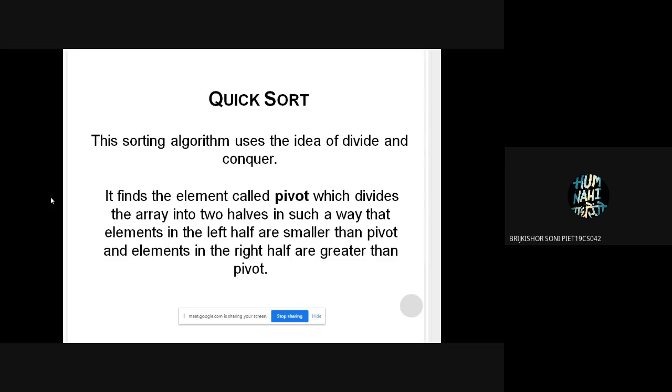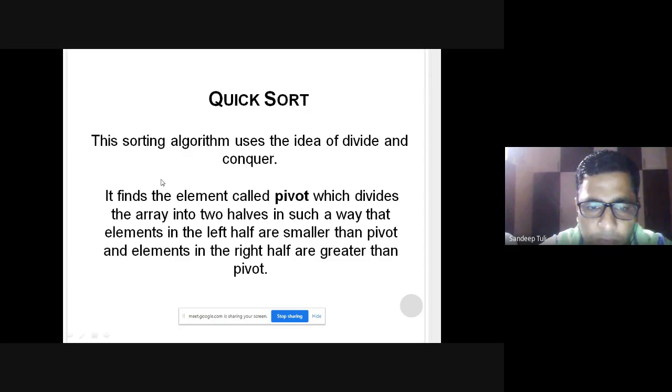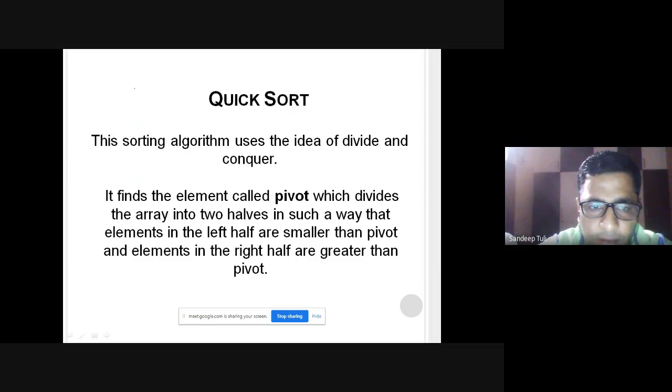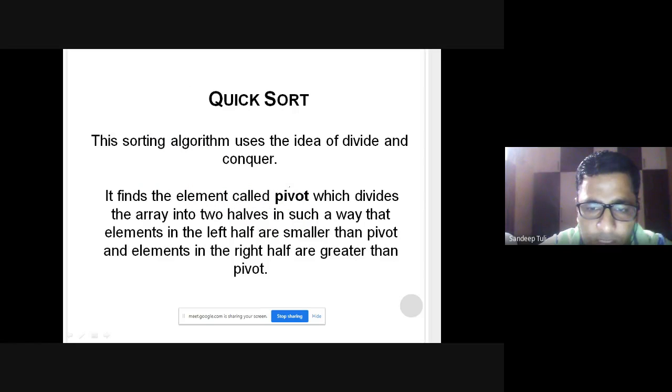Sir, one minute. If any element is equal to the pivot element, then that can also be a pivot element, sir. No, the pivot element can only be a single element. One element will be taken as a pivot element. We will not take multiple elements as a pivot element. So this is a single element.